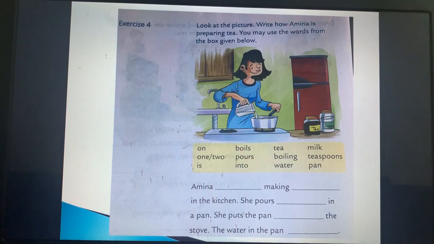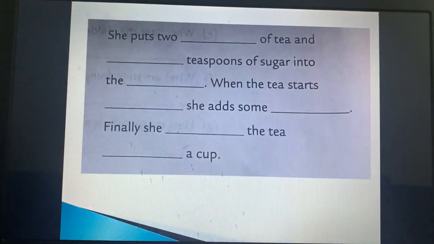On the stove. The water in the pan dash. Water जो पैन के अंदर है वो क्या हो रहा है? Boil. It boils. She puts dash of tea. क्या डालेगी? टी के, चाय के चम्मच, teaspoons. And dash teaspoons of sugar. और teaspoons sugar, चीनी के कितने चम्मच डालेगी?